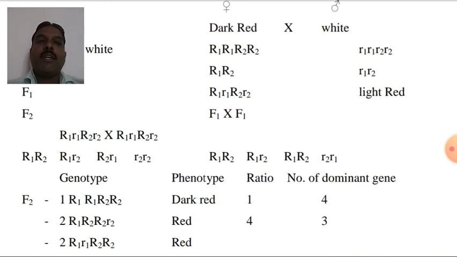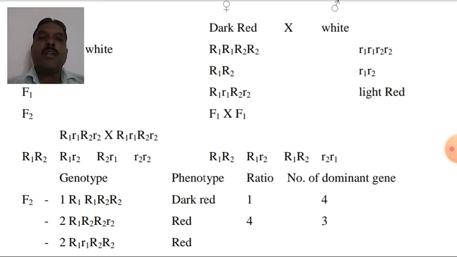So parents are dark red crossed with white. Suppose for the homozygous genotype we take capital R1 and capital R2. These are the two genes involved. So the homozygous genotype will be capital R1, capital R1, capital R2, capital R2. Then the second parent is white. For white we take the recessive genes, small r1, small r1, small r2, small r2. Both genotypes are homozygous. Two alleles are involved, capital R1 is the first and capital R2 the second. So gametes will be capital R1, capital R2, and for white, small r1, small r2.